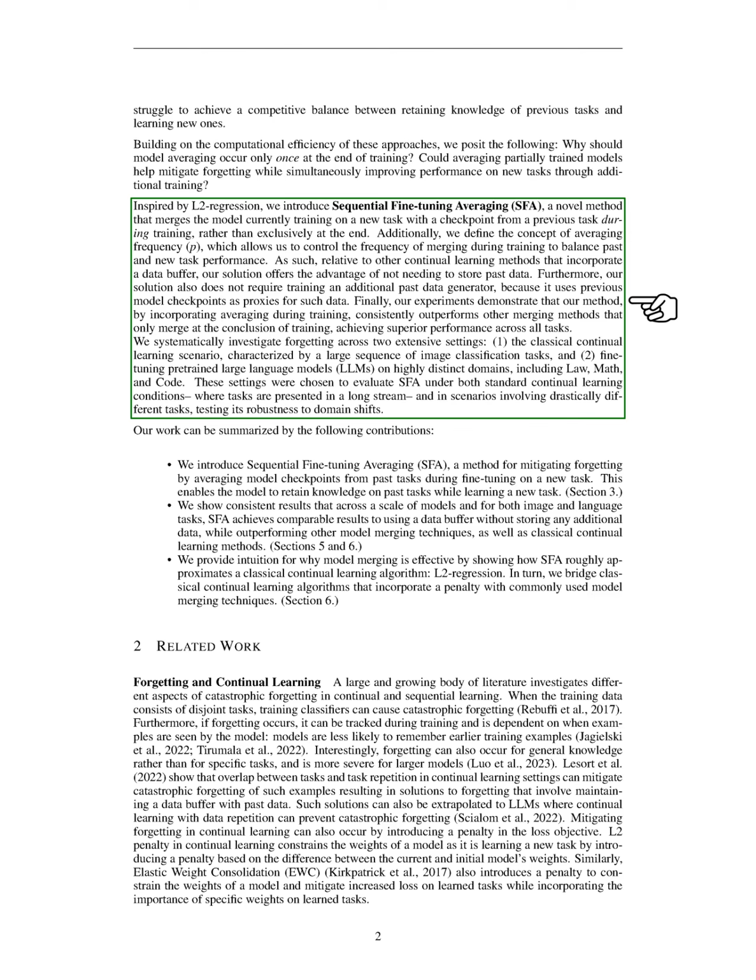We systematically investigate forgetting in two main scenarios. 1. A traditional continual learning setting with a long sequence of image classification tasks, and 2. Fine-tuning pre-trained LLMs on very different domains like law, math, and code. These scenarios help us evaluate SFA under both standard continual learning conditions and in situations with significant task differences, testing its robustness to domain shifts.